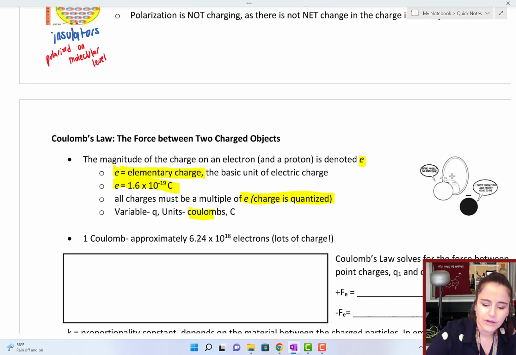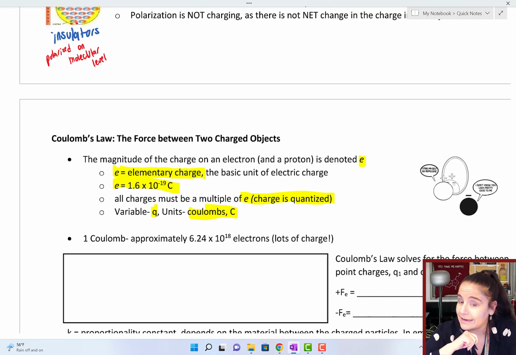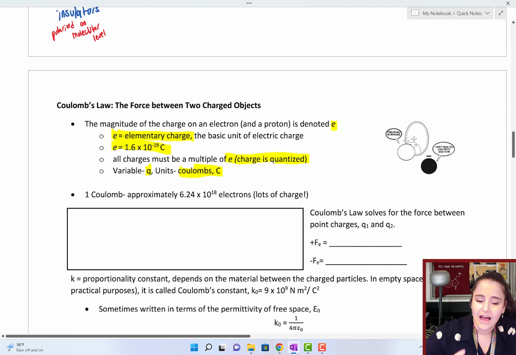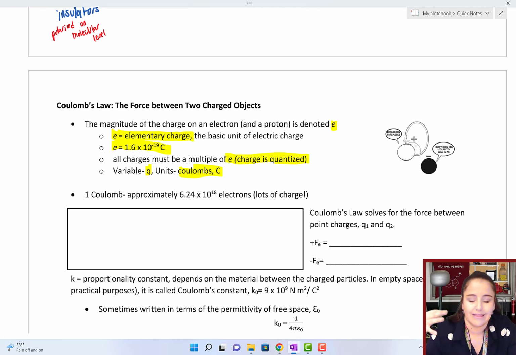Now, it's in units of coulombs, and we use the variable q for charge, a lowercase q, not to be confused with the capital Q that we use for heat energy, okay? Now, 1 coulomb is a lot of charge. You need 6.24 times 10 to the 18 electrons to have 1 coulomb. Most of our measurements of coulombs will be on the order of 10 to the negative something, okay?